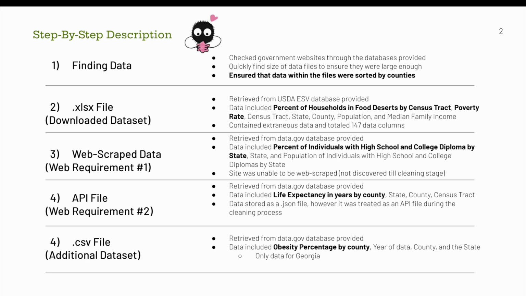And then finally, our additional data set was also downloaded from the data.gov database. It was only for Georgia, but it was the obesity percentage sorted by county, and it had many years ranging from 2004 to 2021.